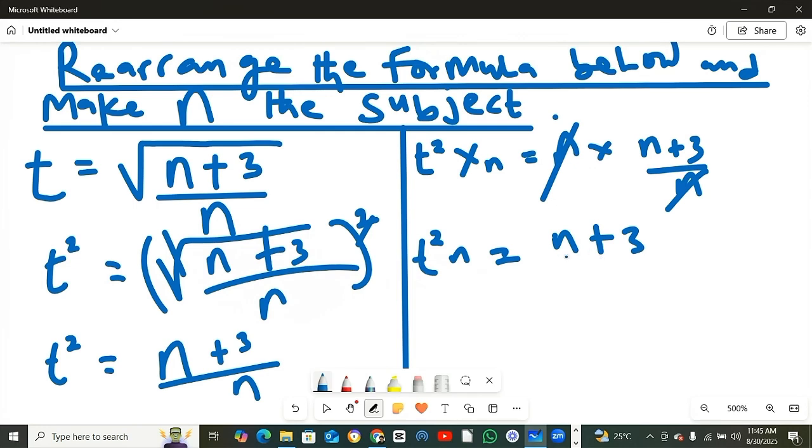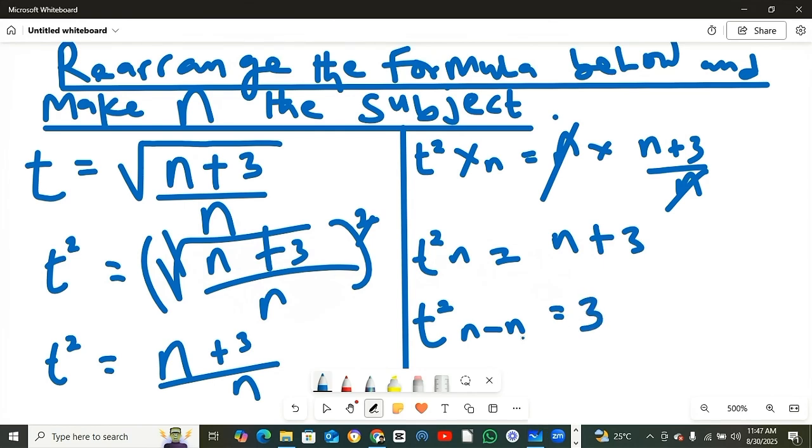So the idea is to make n the subject of the formula. You notice that n appears on both sides. So because n appears on both sides, we're going to bring them together. So you have t squared n, and when you move n from this side to the other side, it becomes a negative. t squared n minus n equals 3.